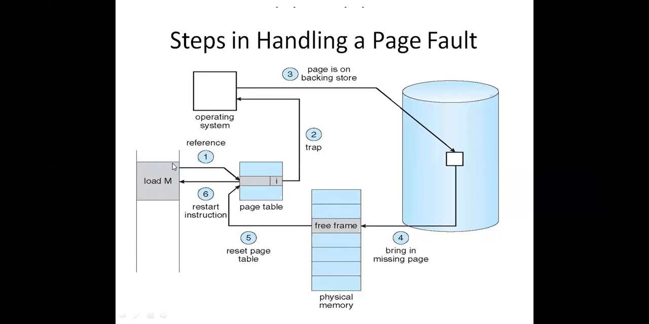I repeat from the first step, there is a reference to a page, but the page is not available in the main memory. So that is the reason why it is indicated with I. I means invalid page. So immediately trap to the operating system. So the operating system will check the page table. So it is I, that means invalid page. Okay, there is a page fault. That means the required page is not available in the main memory frame.